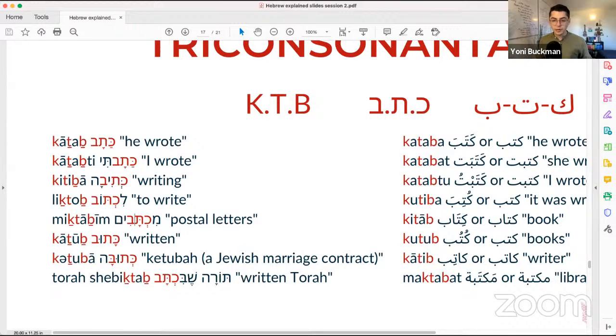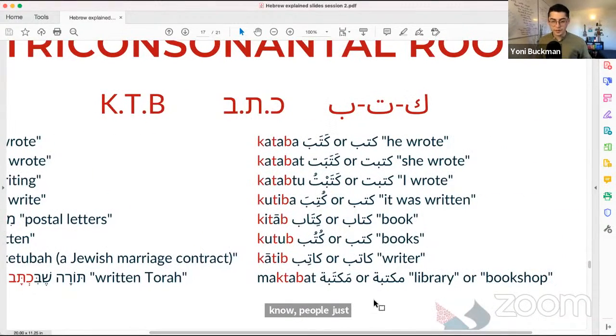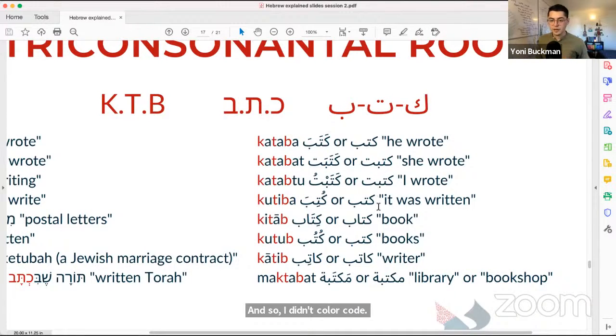And this is also true in Arabic. Now, I will say I don't read Arabic anymore, and so I didn't color code the Arabic. But what you'll notice is that the letters here are almost all the same. It's a different vowel system, and the dots above and below are doing the work here. So you have basically the same looking letters, just with different vocalization signs around them, but it's the same thing. These languages grew up around each other.